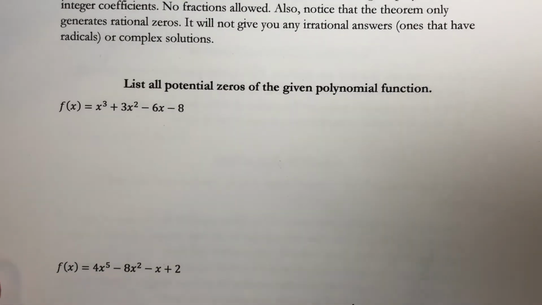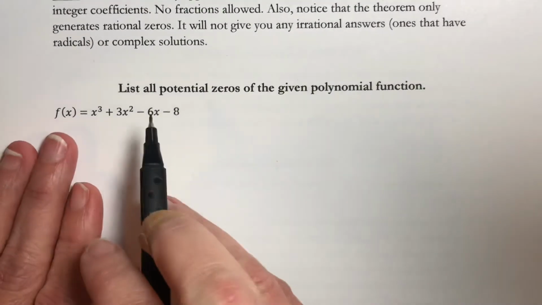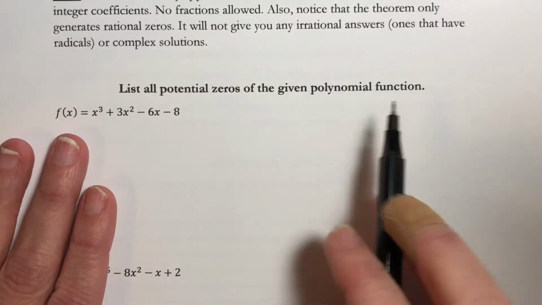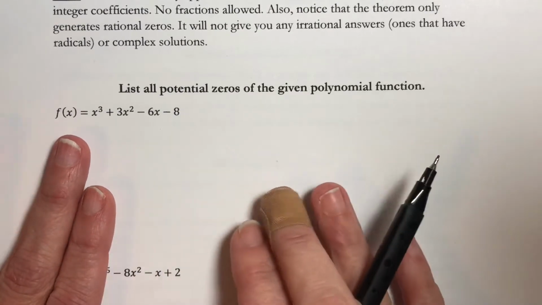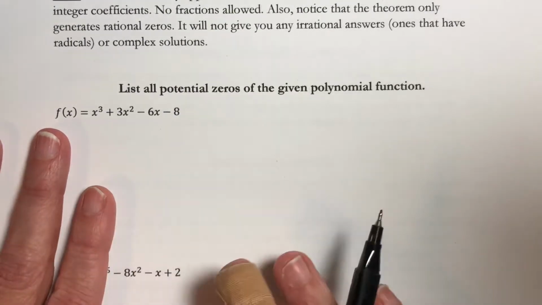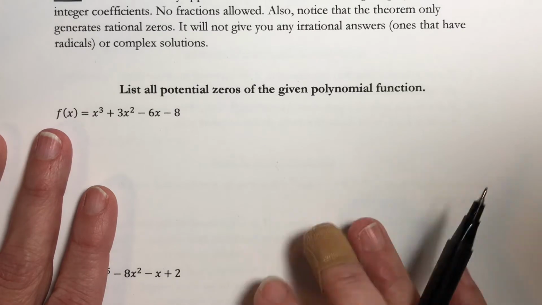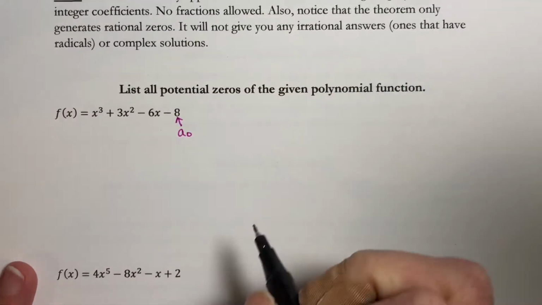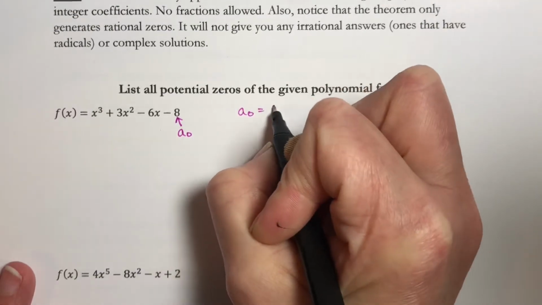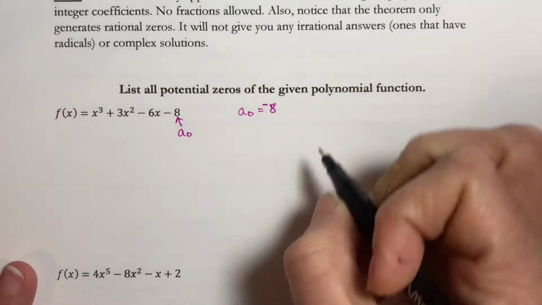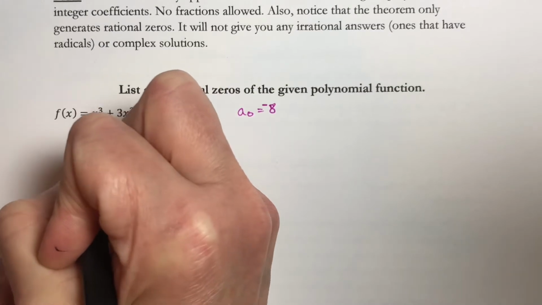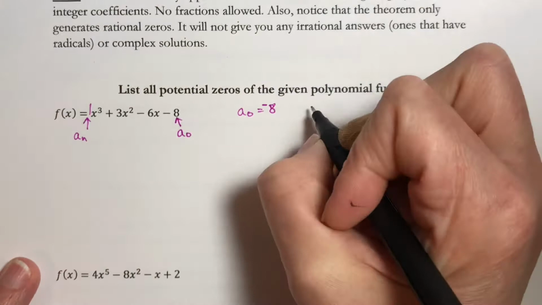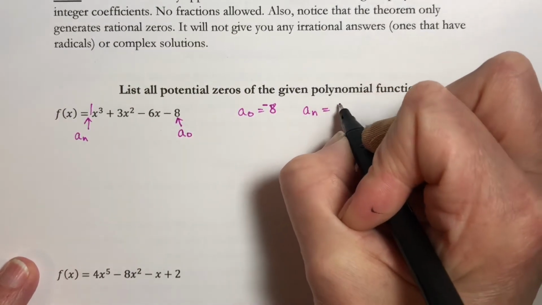All right, so for this first problem, we are asked to list all potential zeros of the given polynomial function. We're not asked to solve it. We're just asked to generate the list of possibilities. Okay, this is a naught. So our a naught is -8. And our a sub n, which is our leading coefficient, is the coefficient right here. So our a sub n is 1.